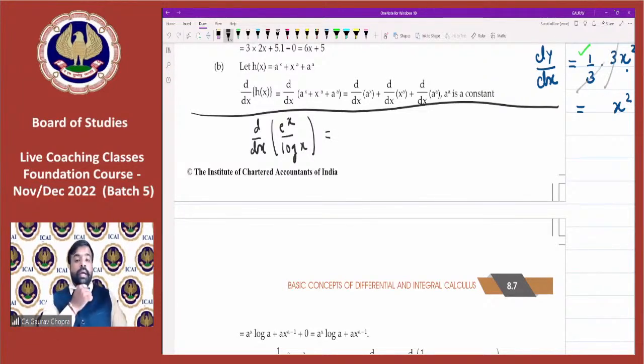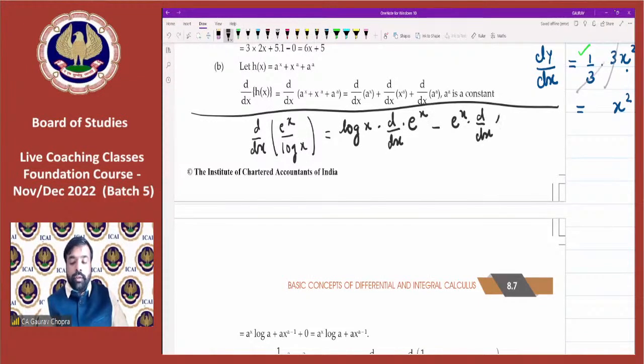So now e to the power of x is the first function and log x is the second function. So log x will remain as it is, multiplied by d by dx of e to the power of x, minus, we have to write this time e to the power of x as it is, multiplied by the derivative of log x, and then whole divided by log x square.